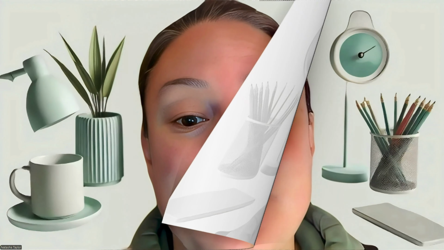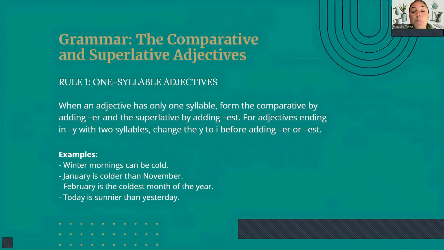Next up, adjectives. Think cold to colder to coldest, and good to better to best. I'll show you how they work, and you'll practice them fast. Let's go over some grammar: the comparative and superlative adjectives.